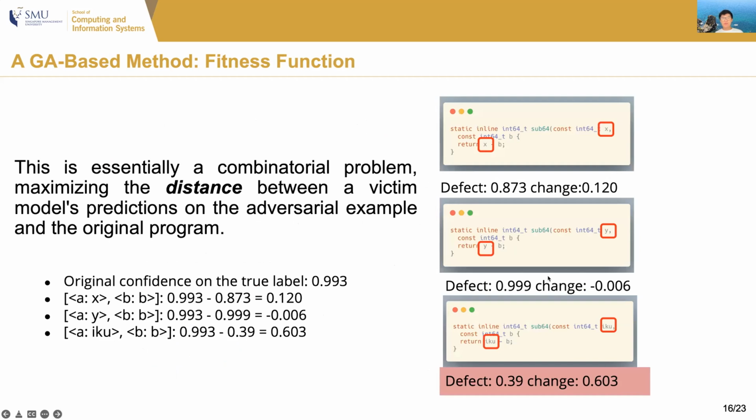As this problem is essentially a combinatorial problem, aiming at maximizing the distance between the victim model's prediction on the adversarial examples and the original program, we can just use the changes in the confidence score as a fitness function. For example, changing A to X can cause a decrease of like 0.12. Then it is better than changing A to Y, which has a negative fitness function value.